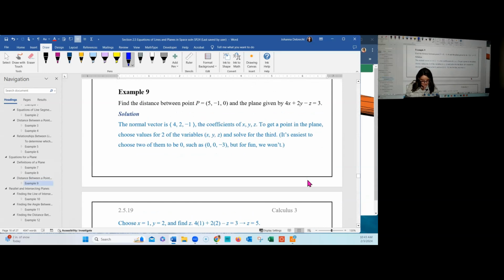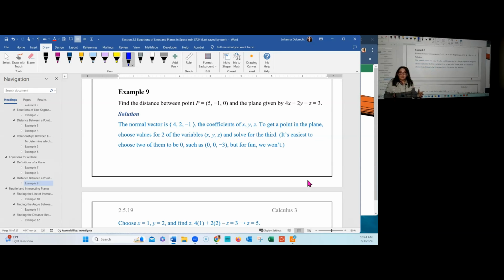Let's work through example 9. We have a point not on the plane, and we're given the equation of a plane. In this case, we're given the equation of the plane in general form, and the 3 is on the wrong side. If we moved it over so it was equal to 0, it would be -3. So that d, which is the combination of all the different constants, is -3. Now, I know the normal vector is going to be the coefficients of the variable terms, x, y, and z, so 4, 2, -1.